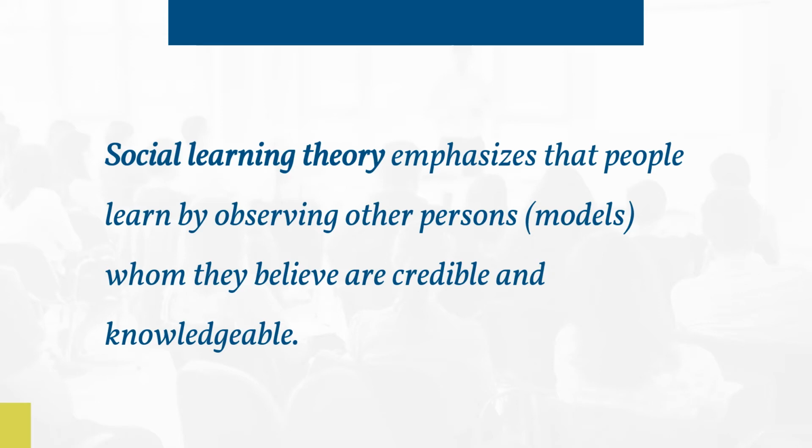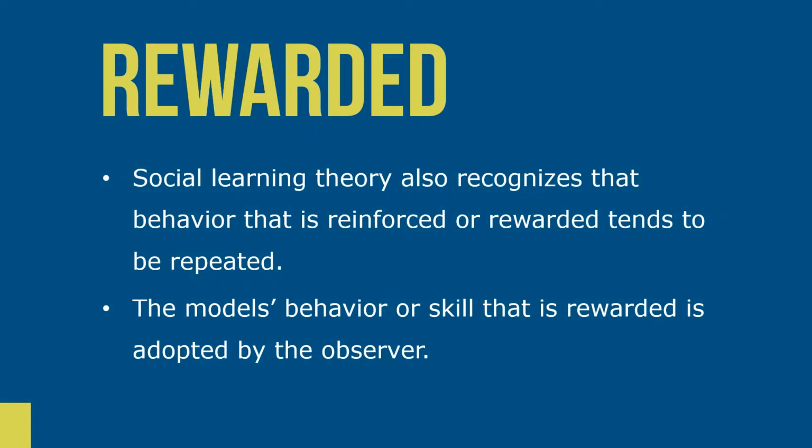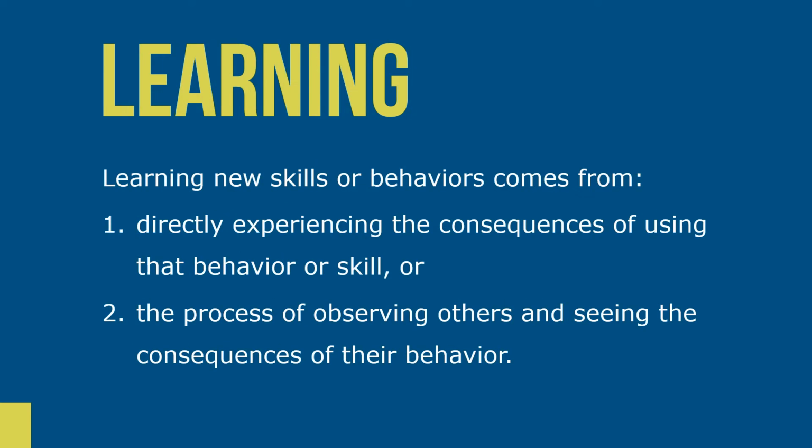Social learning theory emphasizes that people learn by observing other persons, models, whom they believe are credible and knowledgeable. Social learning theory also recognizes that behavior that is reinforced or rewarded tends to be repeated. The model's behavior or skill that is rewarded is adopted by the observer. According to social learning theory, learning new skills or behaviors comes from 1, directly experiencing the consequences of using that skill or behavior, or 2, the process of observing others and seeing the consequences of their behavior.